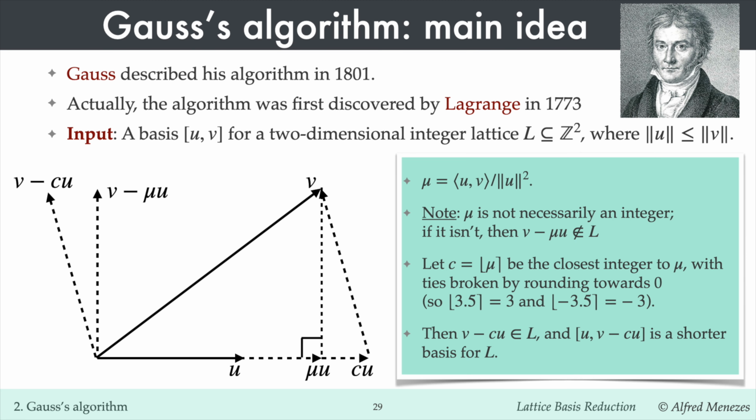And u and v minus cu is a basis for L. Typically, this basis is shorter than the original basis, since v minus cu is usually shorter than v. Moreover, the two basis vectors u and v minus cu are now closer to being orthogonal.